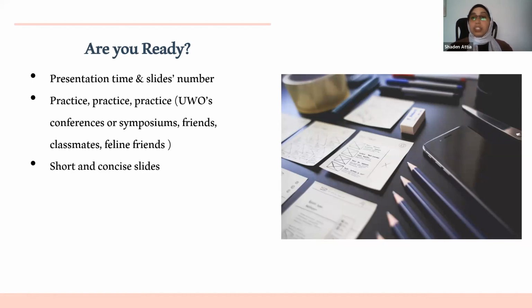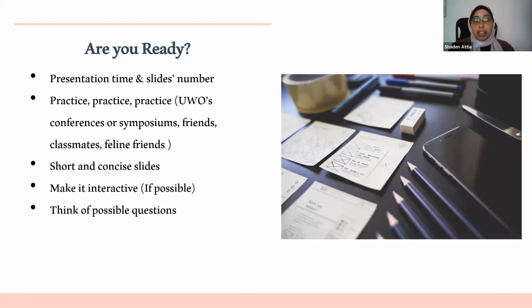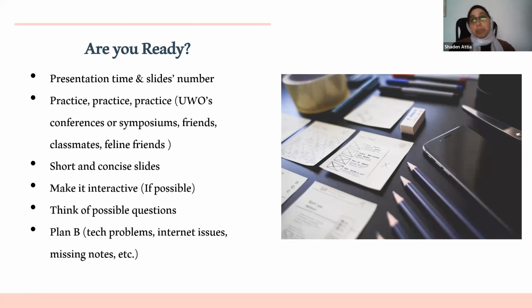Make sure that you're short and concise, because you wouldn't want people to get bored from you talking for a long period of time. And make it interactive if possible, because I know some topics don't lend themselves to a very interactive discussion, but try to do that as much as you can. Think of possible questions that the audience might have, and try to prepare a possible answer for them. And finally, have a plan B, just in case you have technical problems, internet issues, or you miss your notes or something similar, so that you're always ready for that.